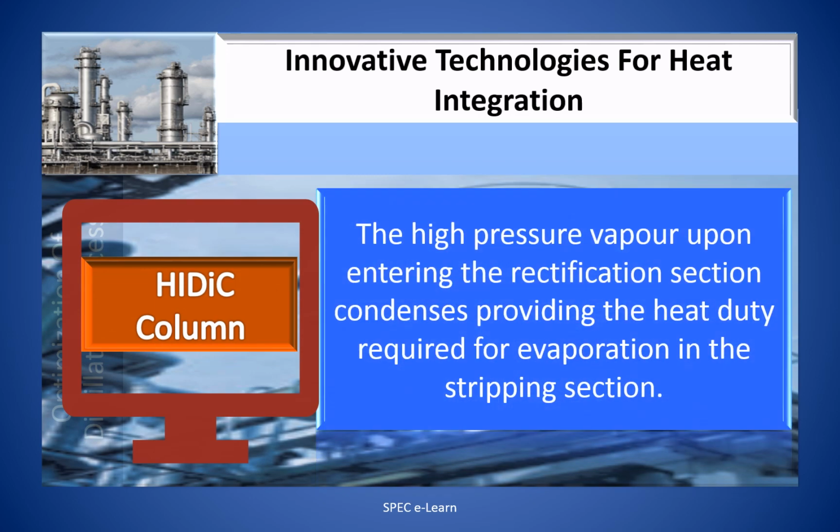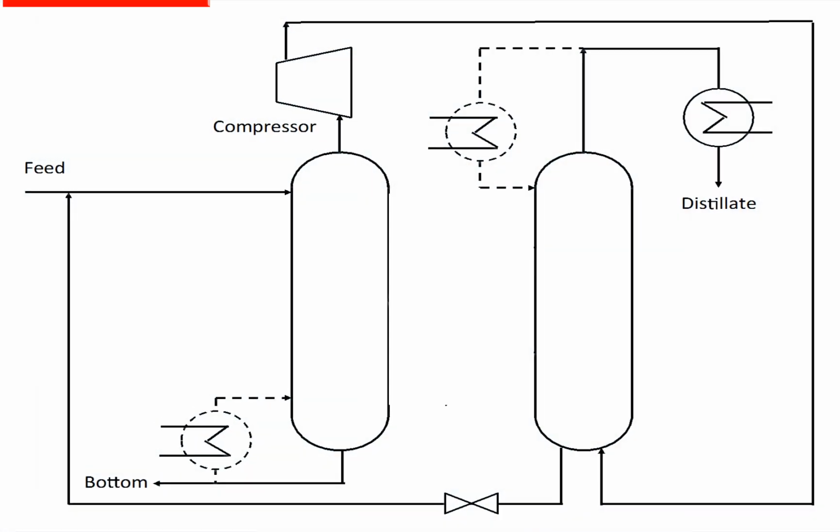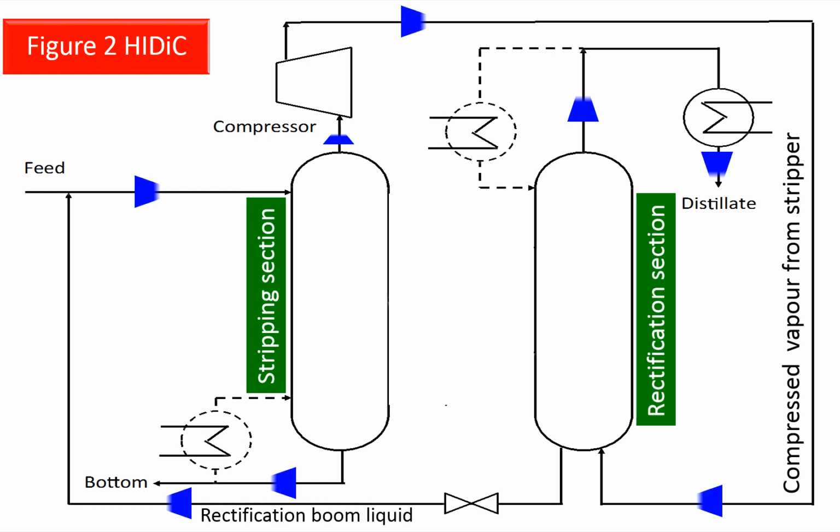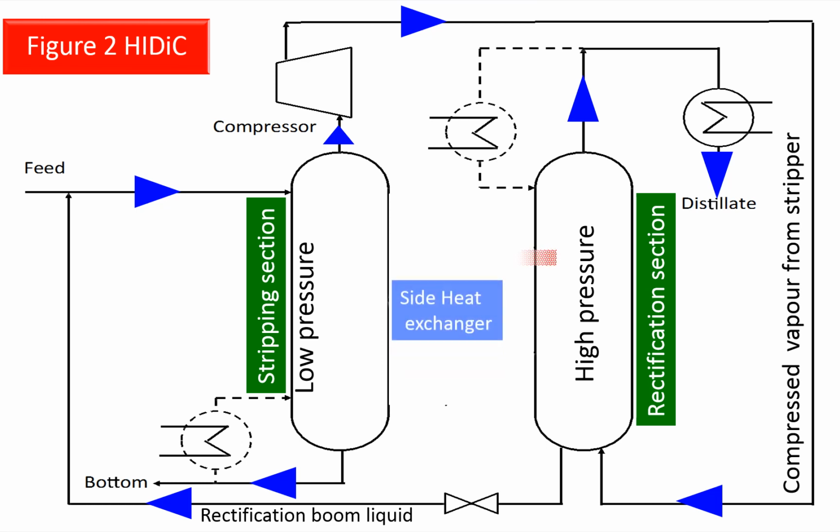The high pressure vapor, upon entering the rectification section, condenses, providing the heat duty required for evaporation in the stripping section. This sketch illustrates how the rectifying and stripping sections are thermally integrated to provide the heat duty required for the stripping section.